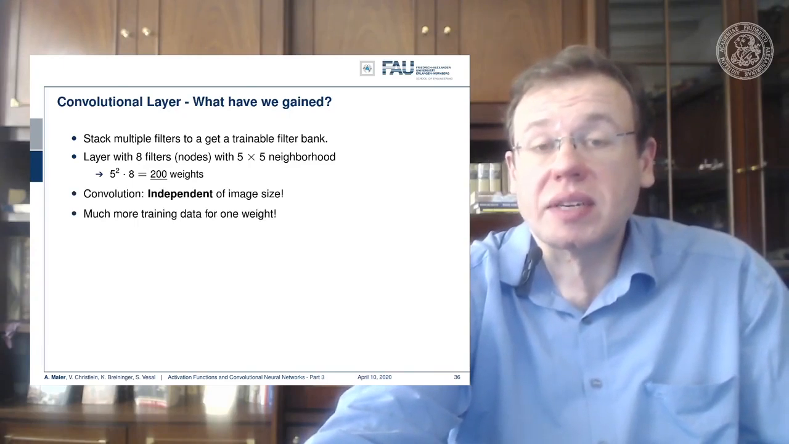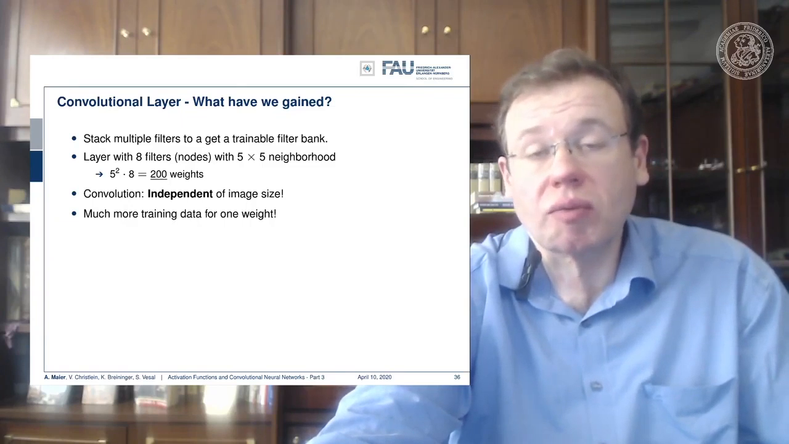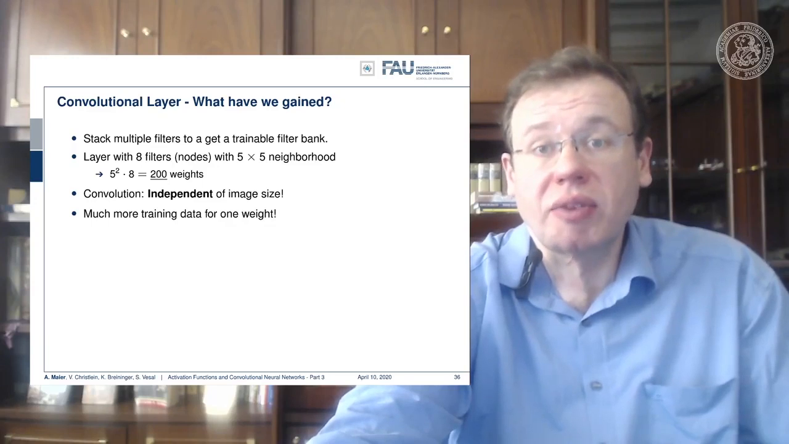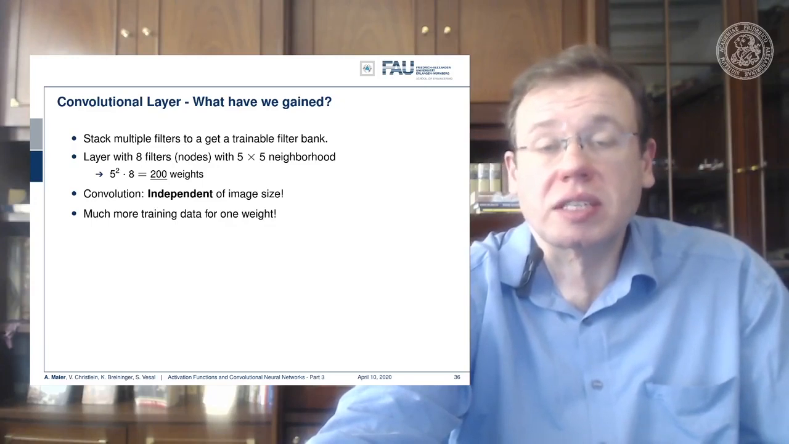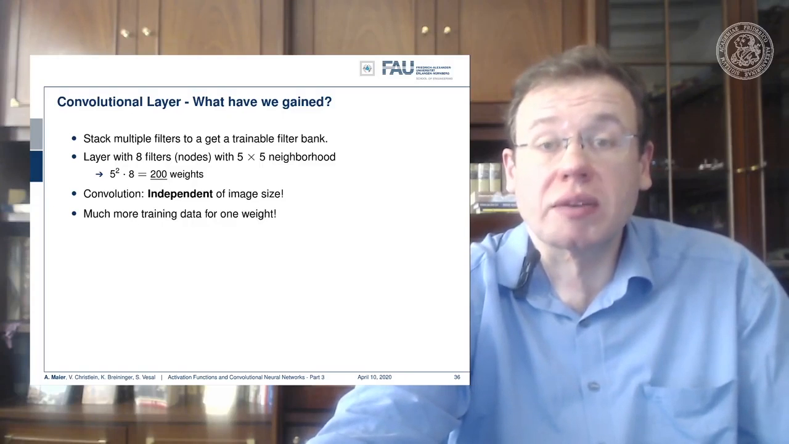So, nice thing again about convolution is it can be applied independent of the image size. So what we can do is we can convolve any kind of image with those filters, and then it just means that the activation maps that we are producing also change when we have a different input size. We will see that in one of the next lectures how this behaves, but the very nice thing here is that we have much more data to train for a single weight.